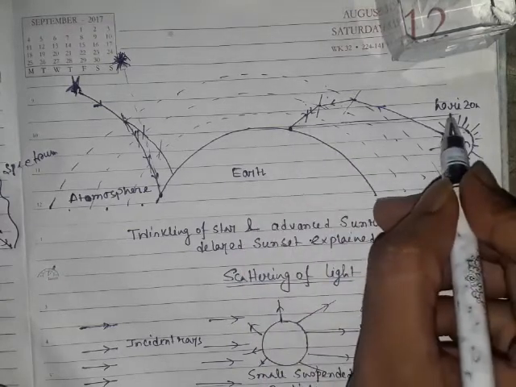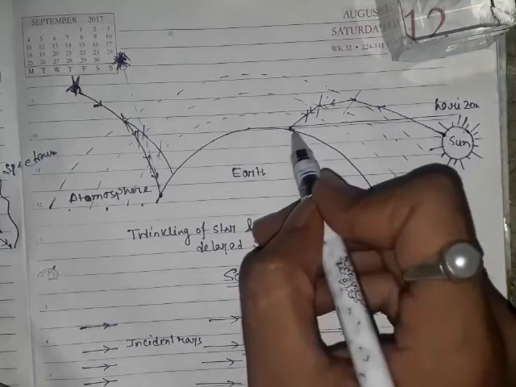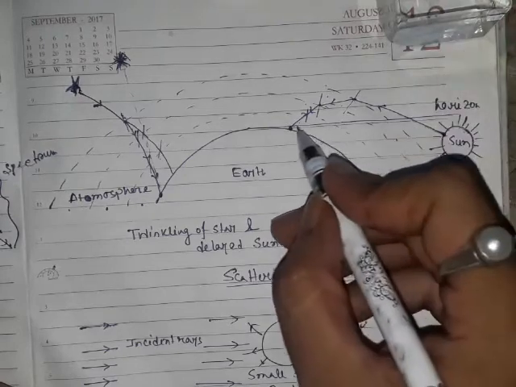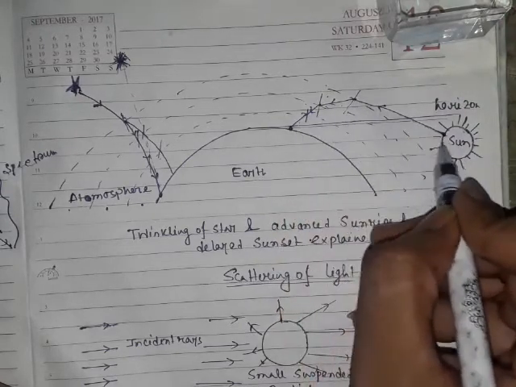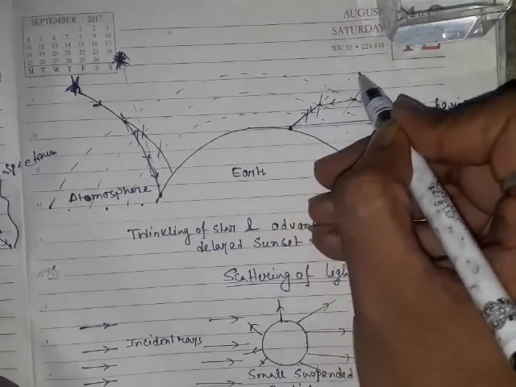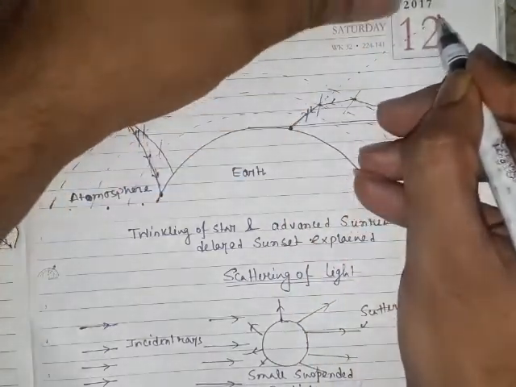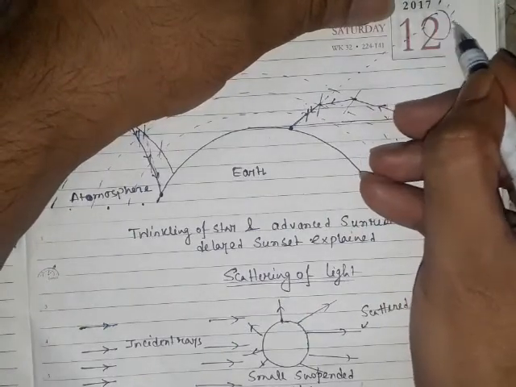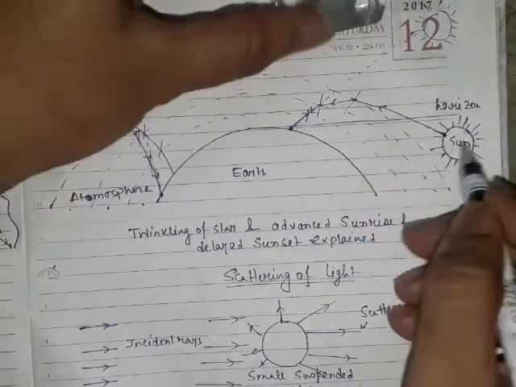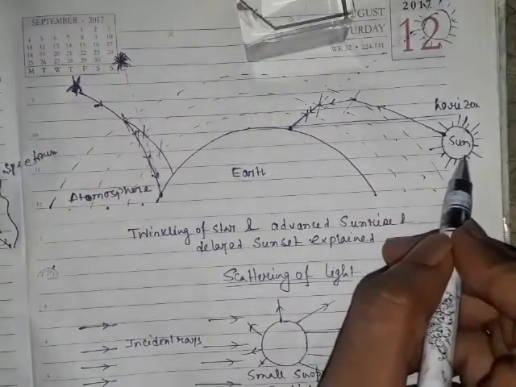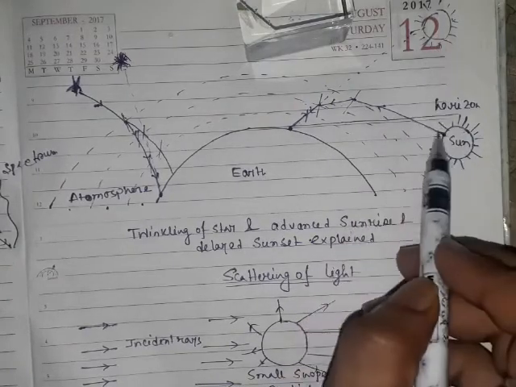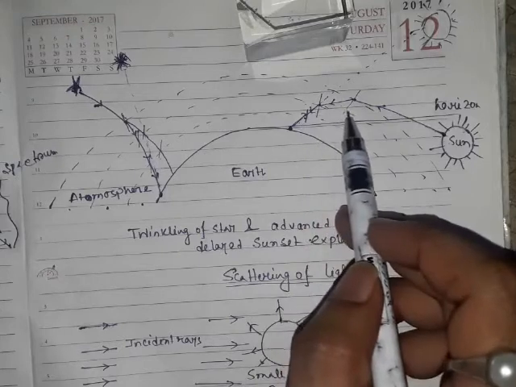So when the sun is still below the horizon, you are getting light from the sun, but you will not see this curved path of the light. You will feel the sun is here. So there is a virtual image of the sun that is created due to this refraction. Still the sun is below the horizon, but you are getting the light from the sun due to atmospheric refraction.